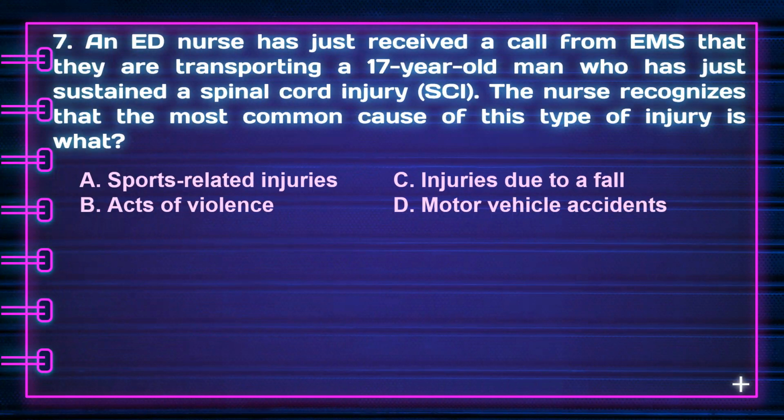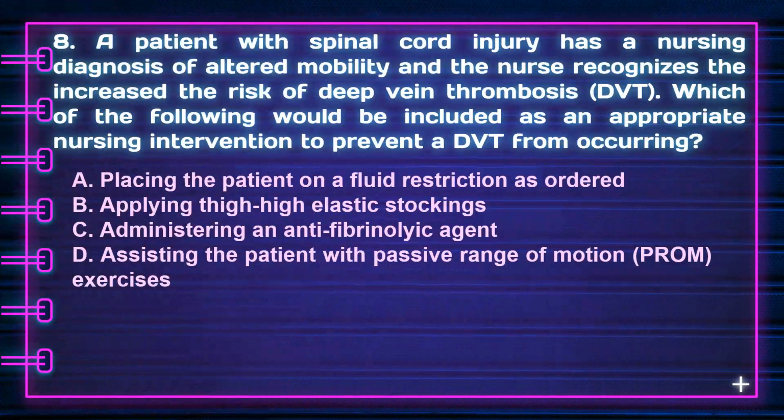Of course, when we talk about spinal cord injuries, the most common cause of that amounts to 46%. That is already classified in motor vehicle crashes. And if that is talking about falls, that is 22%. And then for violence, that's 16%. And if that is on sports related events, that is only 12%. So the best answer for number 7 is letter D, motor vehicle accidents.